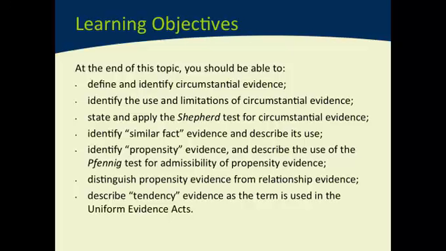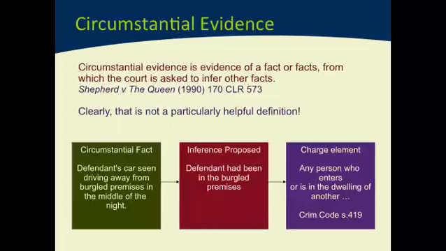We're going to look at various types. First we'll look at what's called similar fact evidence, and then we'll look at propensity evidence, and finally we'll look at tendency evidence. Doesn't matter that you don't understand what they are at this end of the lecture. Each of them, however, is a different type of evidence that relates more or less to what sort of person the person who's been charged actually is. So let's start with circumstantial evidence.